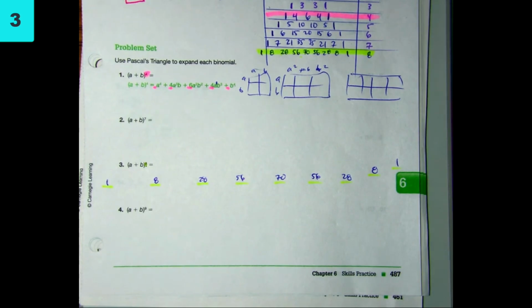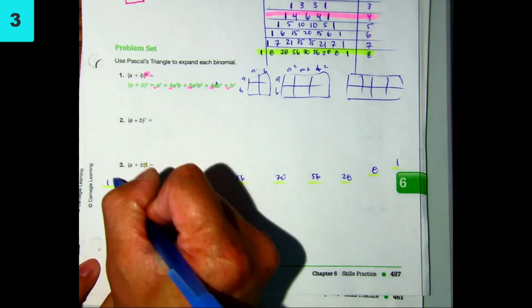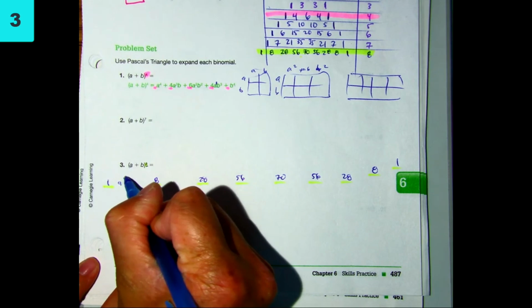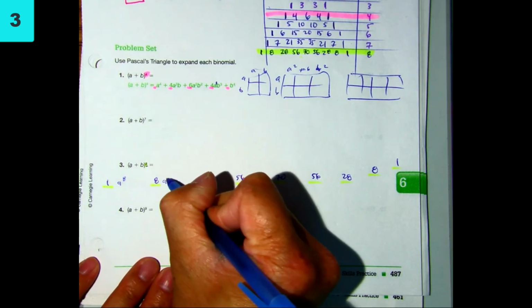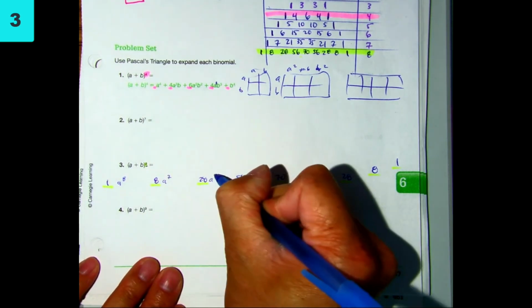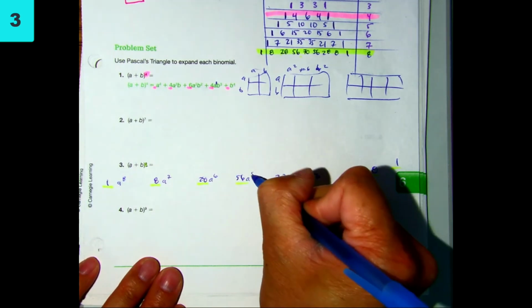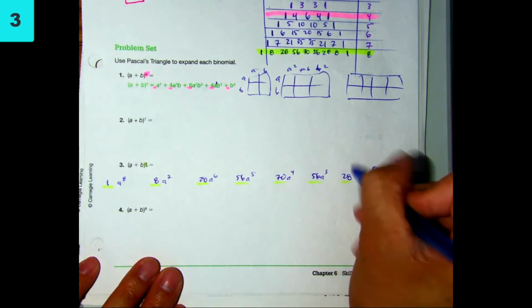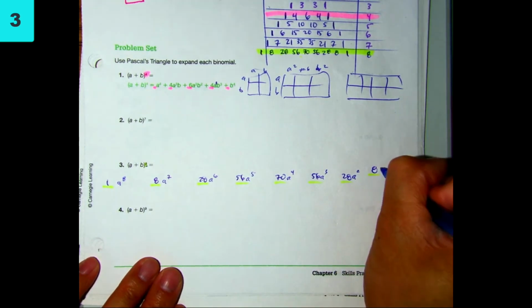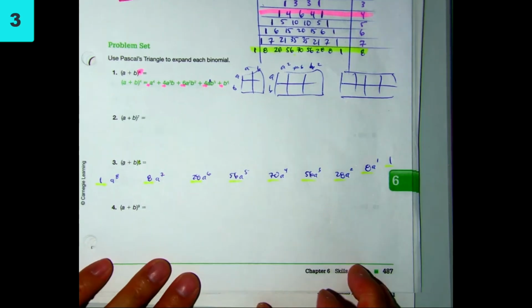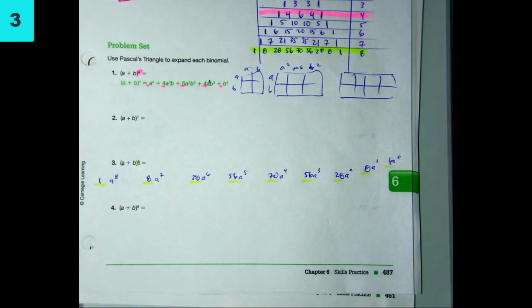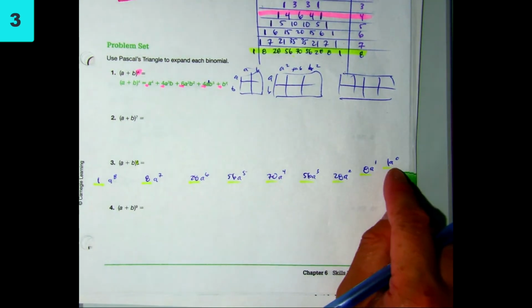And then the next thing it tells me is that it's to what power, class? 8. So I'm going to start over here. A to the 8th power, and I'm just going to count down. A to the 8th, A to the 7, A to the 6, A to the 4, 3, 2, 1. Now, it's not wrong if you put in A to the 0 over here, because A to the 0 power is 1.